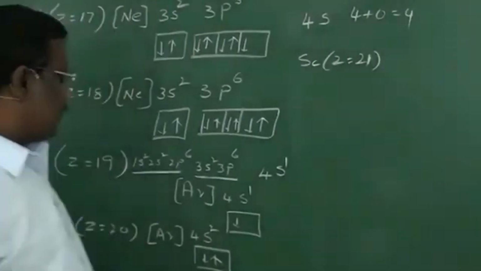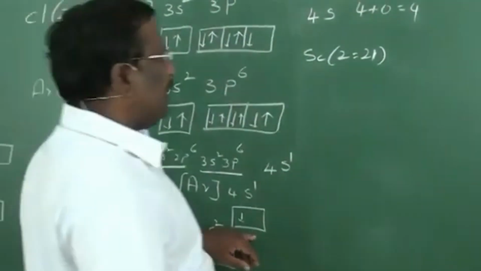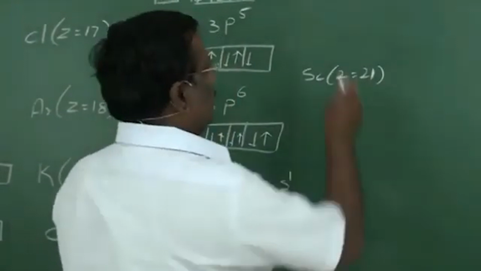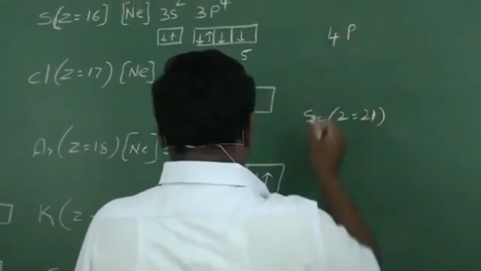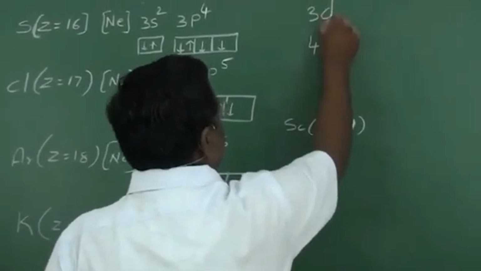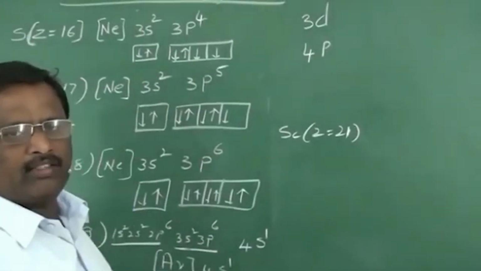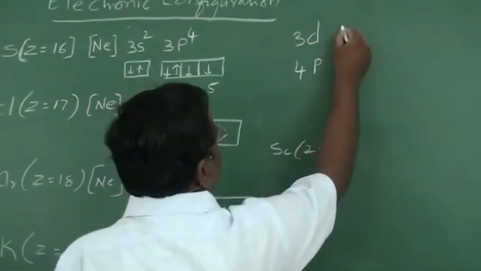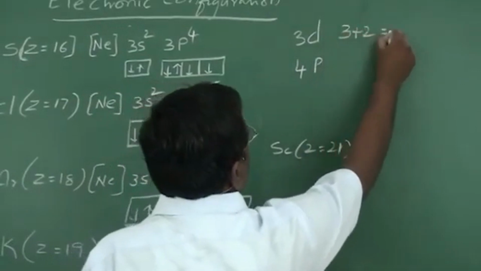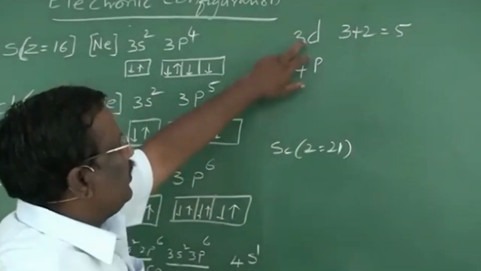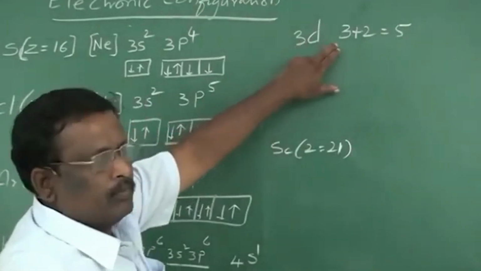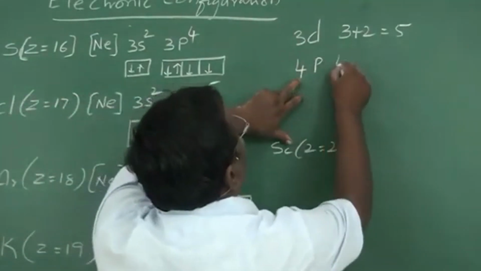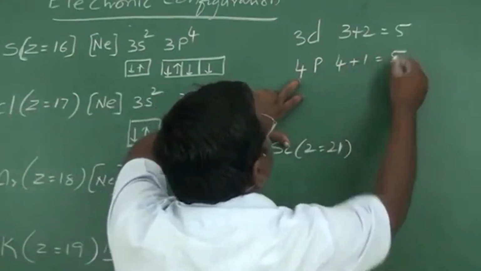So, where does it have to go? After 4s we have 4p. But in the third energy level we have the 3d orbital, which is also empty. Let us verify the n plus l value of these two. For the 3d orbital, the n plus l value is 3 plus 2, that is 5, because the l value for the d orbital is 2 and n is 3. For the p orbital, the l value is 1 and the n value is 4. That's why 4 plus 1 is equal to 5.